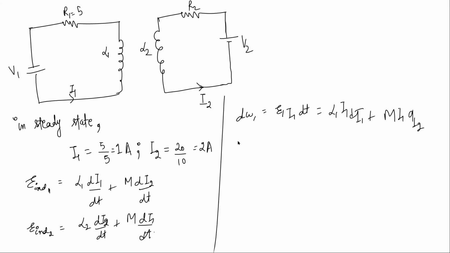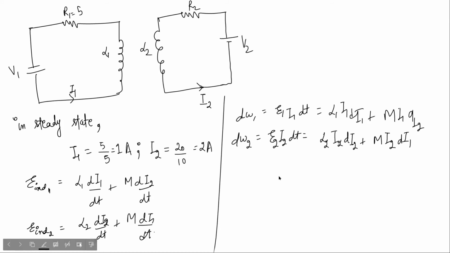And this dW2 is what? E2 I2 dt, that is equal to L2 I2 di2 plus M I2 di1. You just multiply this by I2 dt in this figure.